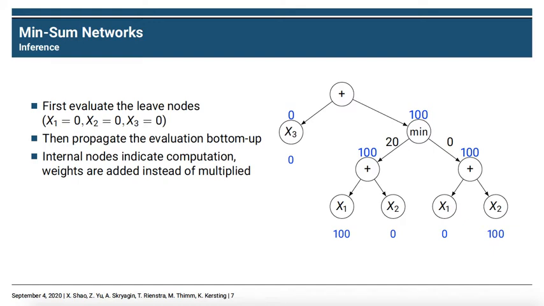Then finally the value is propagated up to the root node, and this gives us the final rank that we want to compute. So you can see that inference takes only linear time, as it traverses the network only once. Therefore, tractable inference is guaranteed in MinSum networks.